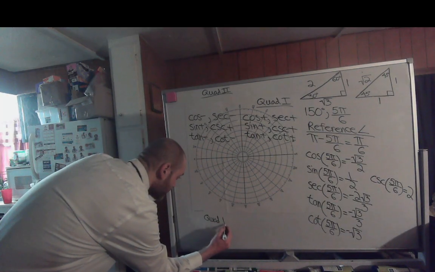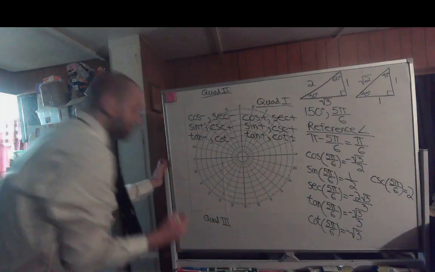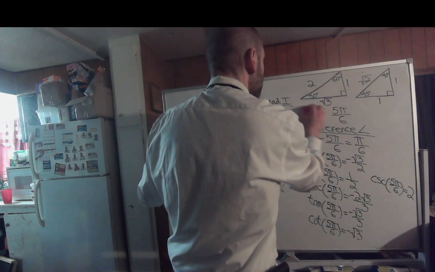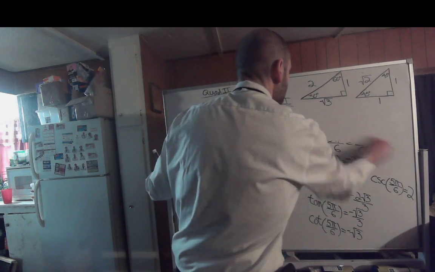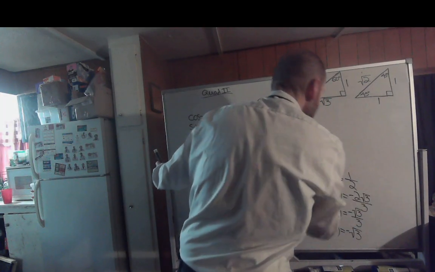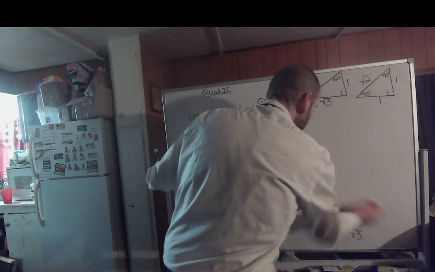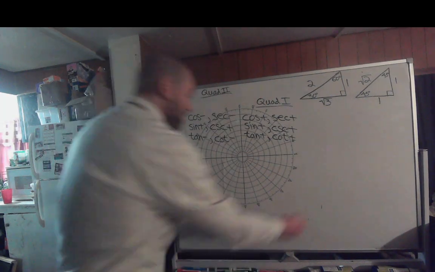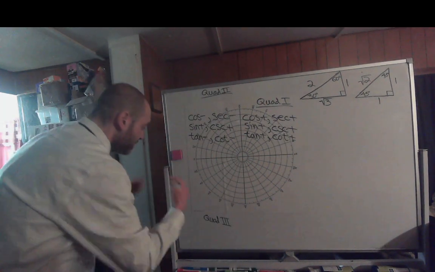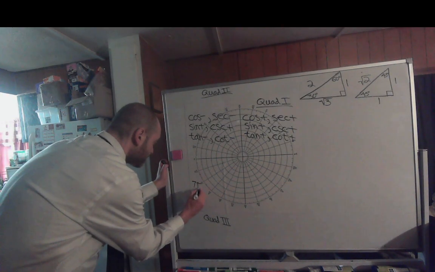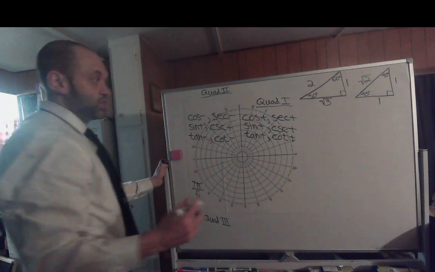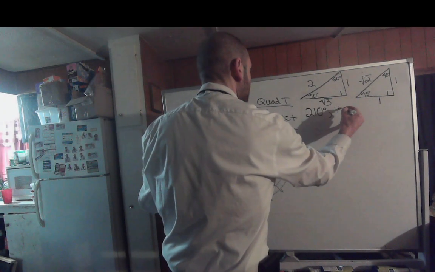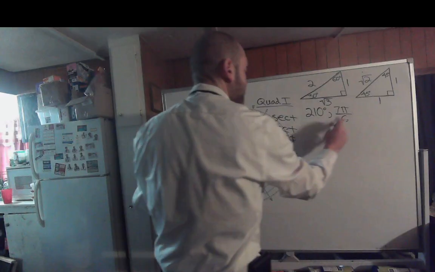Let's go into quadrant 3. Let's talk about all that. So we're going to keep those reference triangles up there, but it changes a little bit again as we get into the third quadrant. Let's do 7 pi over 6, which would be 210 degrees. So let's do 210 degrees, which would be 7 pi over 6 in terms of radians.